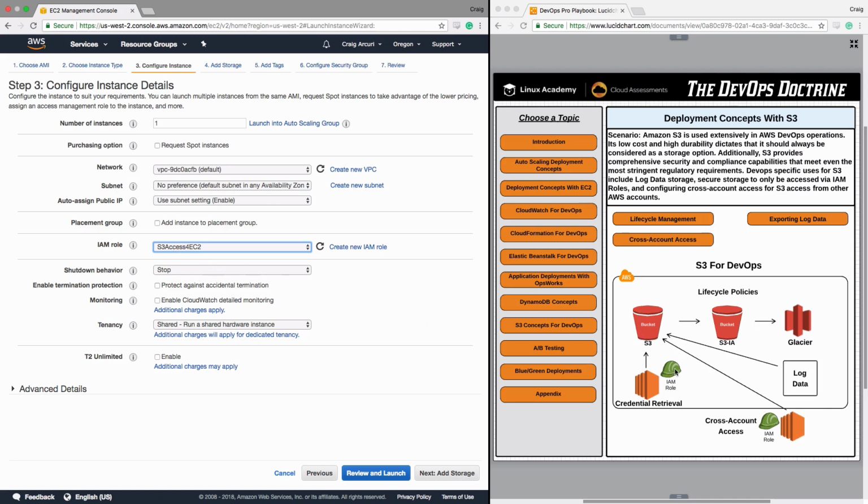This is a good option anytime you want to retrieve any kind of credentials from S3, database connection information, or even config files for bootstrapping. But I could go on and on. There are any number of things you could store securely and durably in S3 and access using an IAM role. So with that, let's conclude this lesson and move on to lifecycle management.